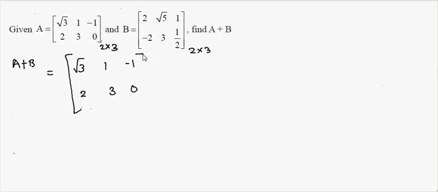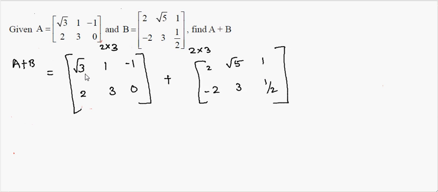So this is matrix A plus 2, root 5, 1, minus 2, 3, half. Once the order is the same, you need to add the elements: the first element of matrix A should be added with the first element of the second matrix. 2 is the first element of the second matrix. So it will become root 3 plus 2, 1 plus root 5. The third element will become minus 1 plus 1, which is 0. I hope you are clear.